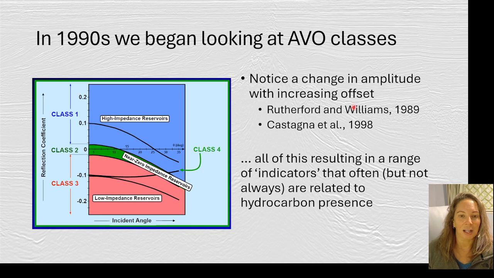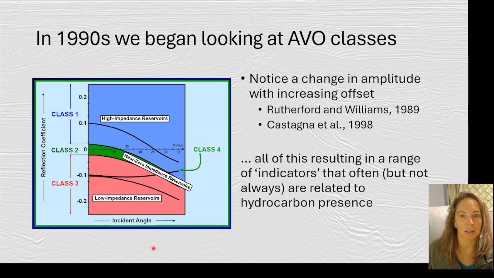And then in the 1990s, it became much more common to look for these AVO classes, so the differences that they were observing in terms of the near angle versus the far angle really became more solidified, and the theory behind them more understood. There were a couple of seminal papers, one by Rutherford and Williams in 1989, and then Castagna's paper in 1998. And so what those ended up showing is the different classes.